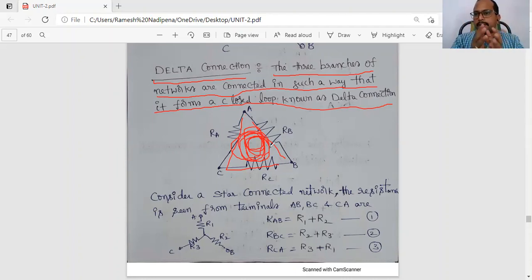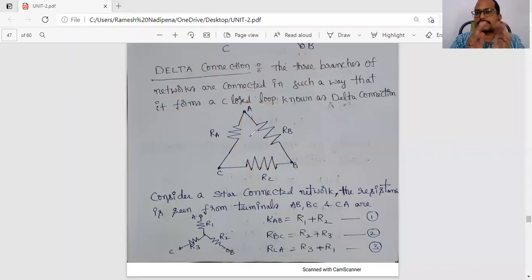Open path means star. Star means the branch terminals are connected to a common point, and all the other terminals are open. But here it forms a closed loop, and that is known as delta connection. That is the definition of delta. Now let us see the delta to star transformation.